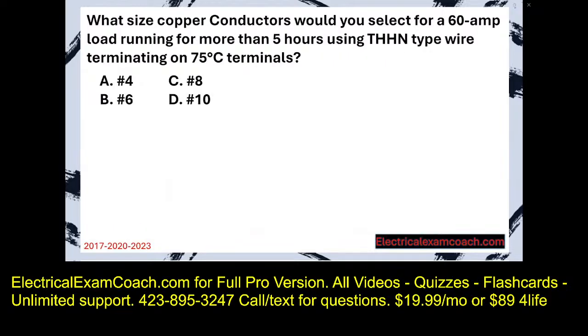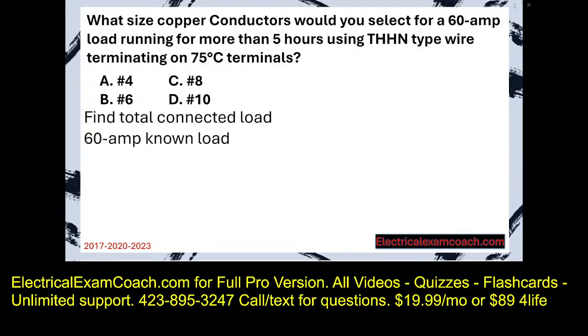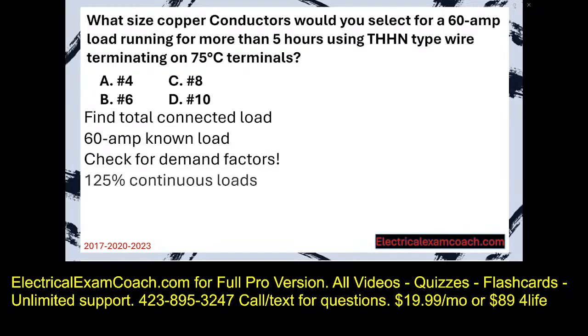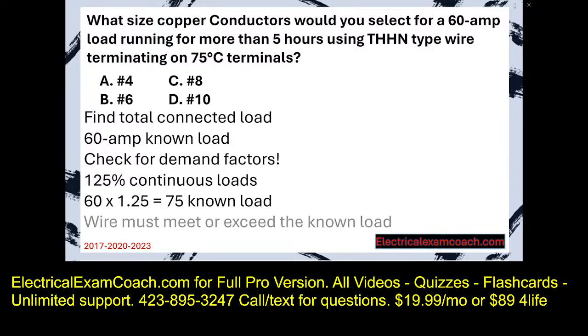What size copper conductor would you select for a 60 amp load running for more than 5 hours using THHN type wire terminating on 75 degree C terminals? Step 1, find the total connected load. Well, our starting known load is going to be 60 amps, but we must check for demand factors. When we find out that it's going to be a continuous load, we need to remember to do our 125% rule for continuous loads. So we take our original known load, multiply it by 1.25, and that gives us a new known load of 75 amps to size our wire by. And remember, our wire must meet or exceed the known load.